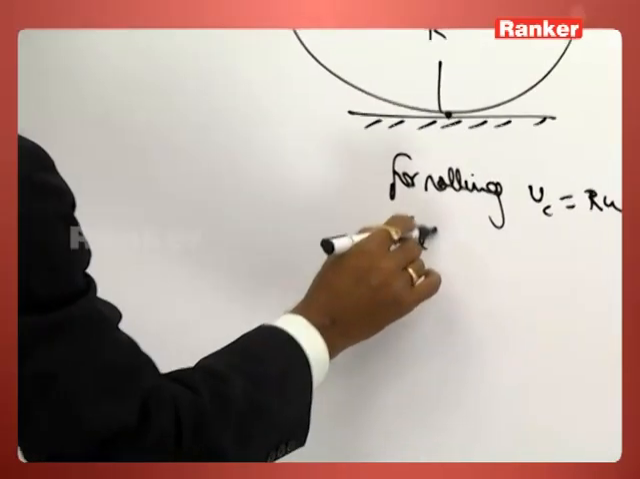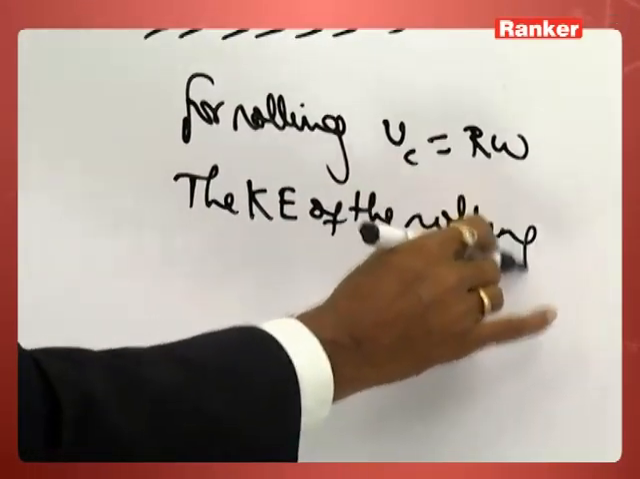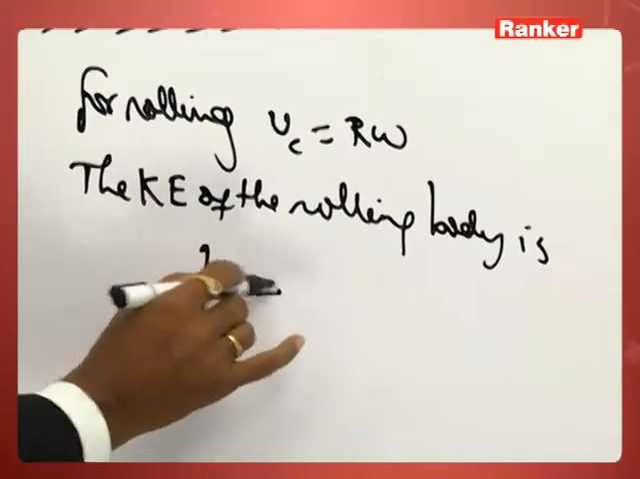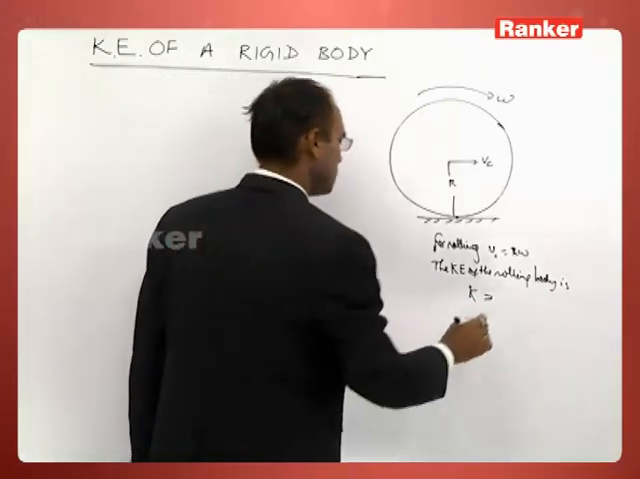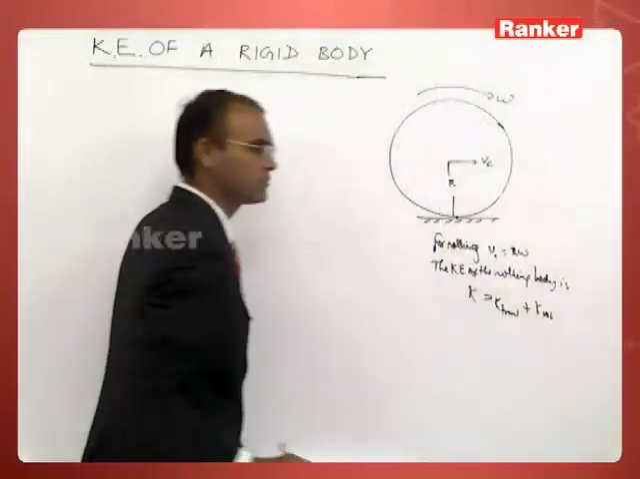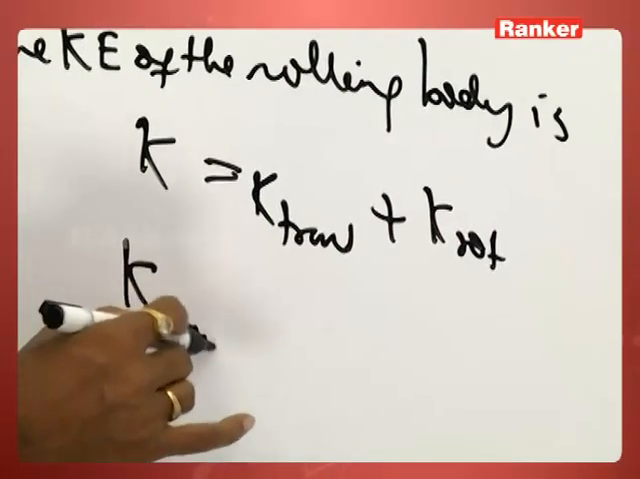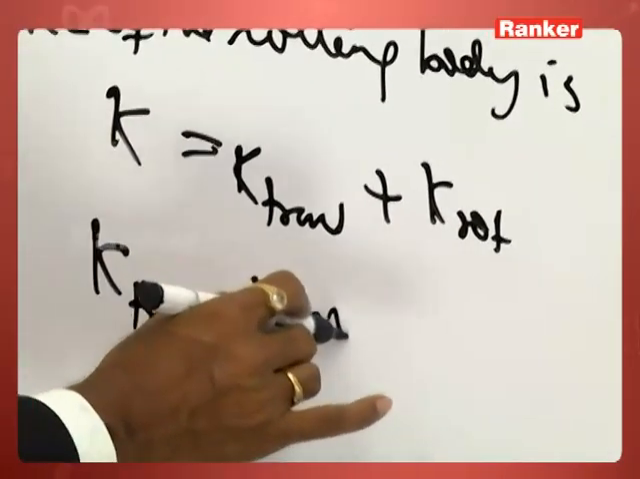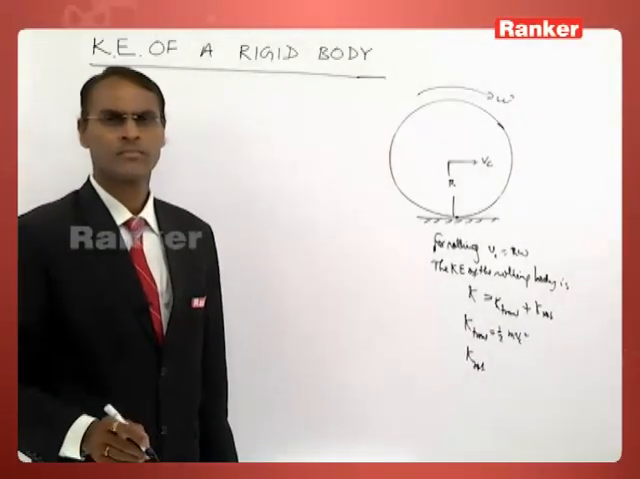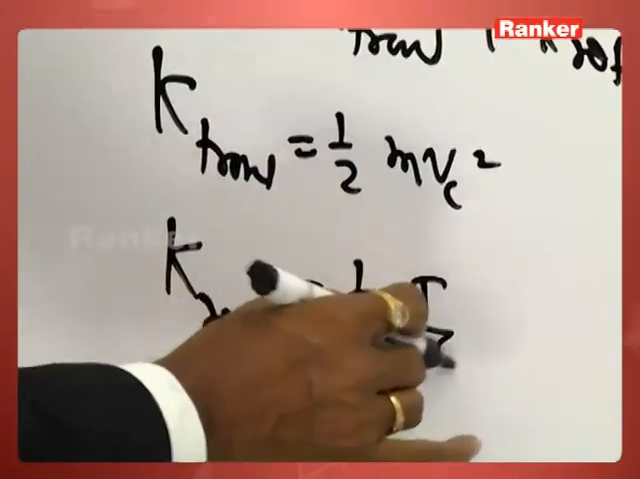The kinetic energy of the rolling body is equal to kinetic energy of translation plus kinetic energy of rotation. The translational kinetic energy is equal to half m Vc square, and the rotational kinetic energy will be equal to half Ic into omega square.